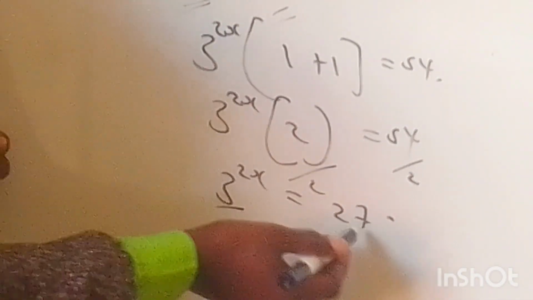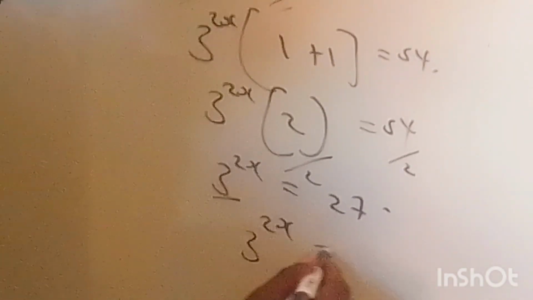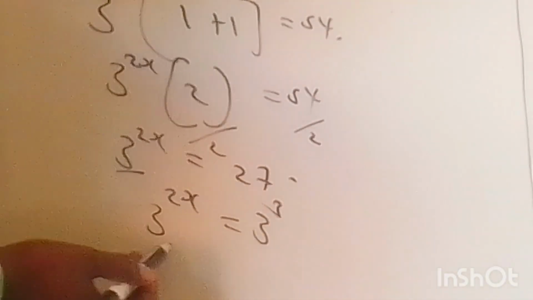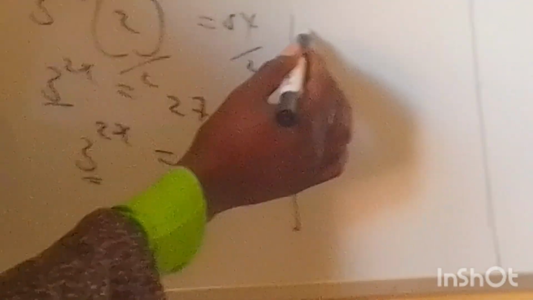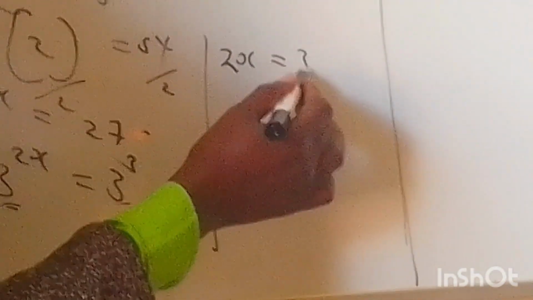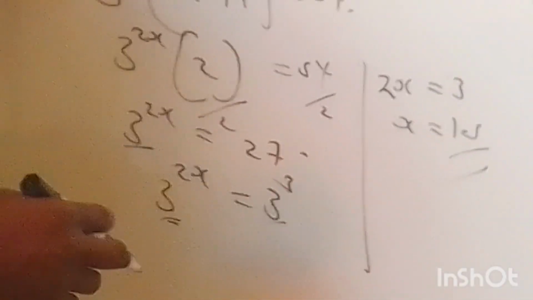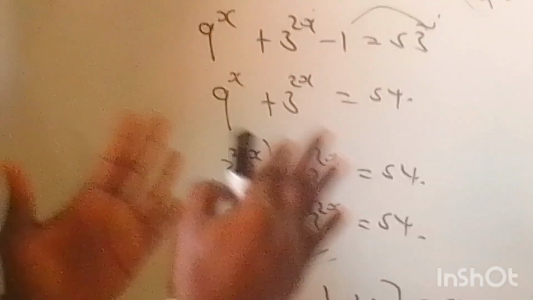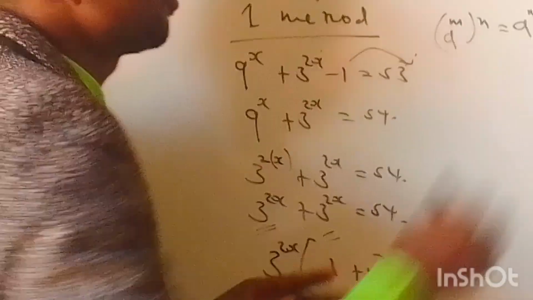And remember to base 3, so make sure you change 27 to base 3. That is 3 raised to 2x is equal to 3 raised to 3. You can see now the bases are the same, so we compare the indices. That means now we have 2x is equal to 3, and you can see our x is 1.5. So that is the first method that you can apply. When you reach there, you just make sure you take the common value outside, then you proceed like that. Method 2.